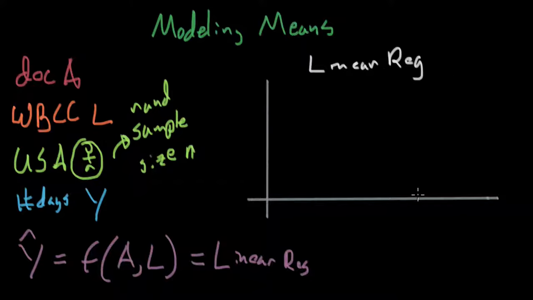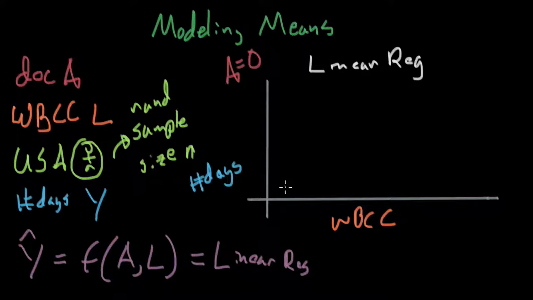So let's say we are looking at data points such that people did not go to the doctor. So these are people that did not go to the doctor. I can have the number of days that they were sick on the y-axis, and white blood cell count on the x-axis. And then I can go ahead and plot these points.